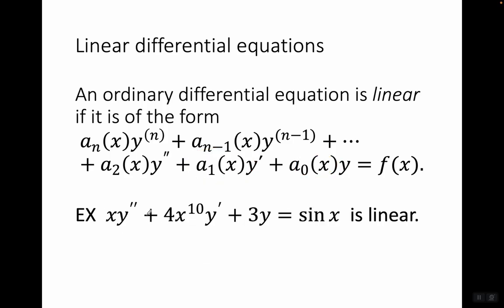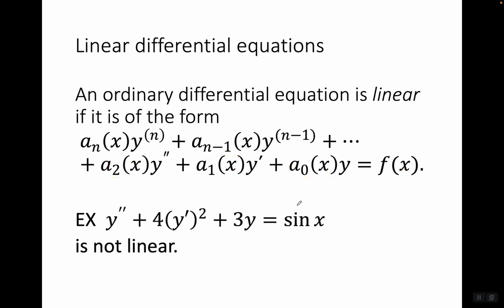This would also be linear. x y double prime, this is your function of x in front of the y double prime, plus 4x to the 10th y prime. This would be your function 4x to the 10th, that's a sub 1 of x, plus 3y, in this case 3, that's your function a sub 0 of x, equals sine x. So in this case, sine x would just be the f of x. So that's a linear differential equation. By contrast, y double prime plus 4 y prime squared plus 3y equals sine x is not linear. Here's the problem. You can have some function of x times y prime, but you can't have y prime squared.